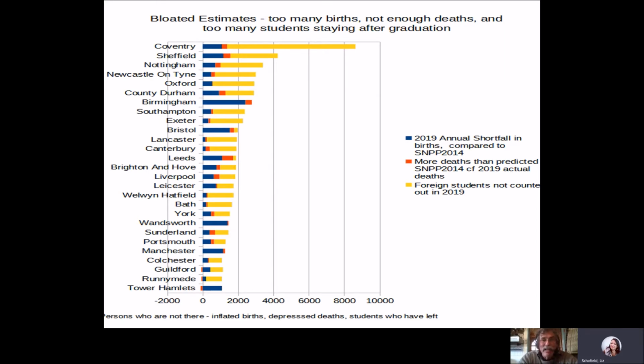So in Birmingham, I can't tell you what the students are doing. The place is too big. The effect gets swamped out. But nonetheless, I can tell you ONS is reporting far too many births and not enough deaths. And so it goes on through that chart. And I'm happy to share the spreadsheet and the figures about all of these if you would like it. Next slide, please.